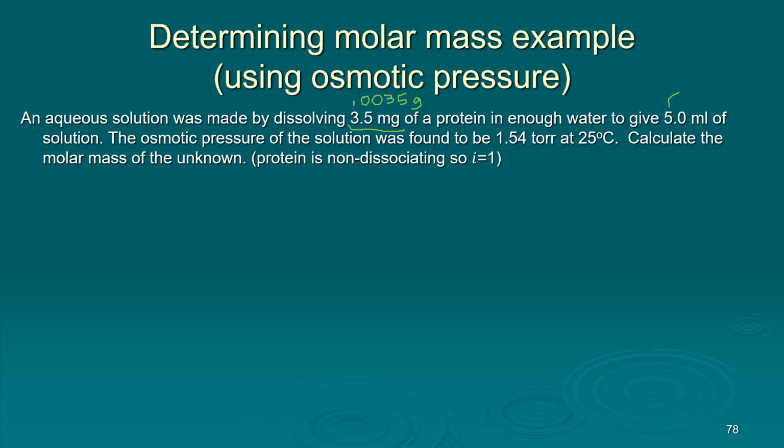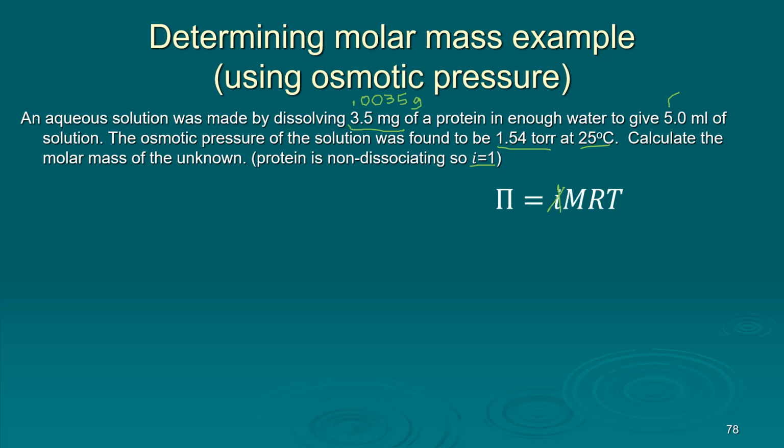The osmotic pressure of this was found to be 1.54 torr at 25 degrees. That's important because the formula uses the temperature. So calculate the molar mass of the unknown. Keep in mind that a protein is non-dissociating, so i equals 1. So we don't have to worry about that. So remember our osmotic pressure formula. Pi equals i mRT. And of course, i is just 1, so we can ignore it.